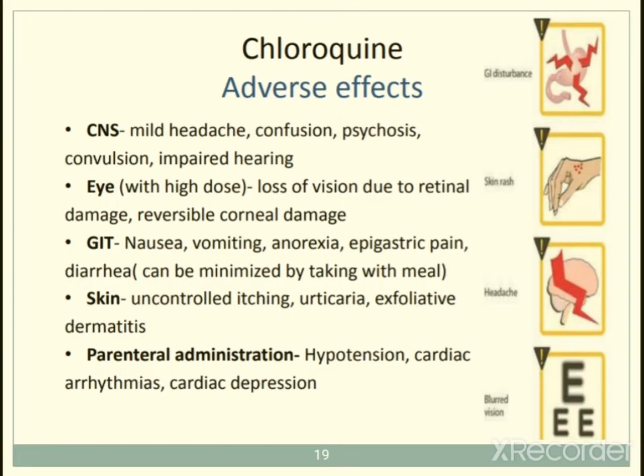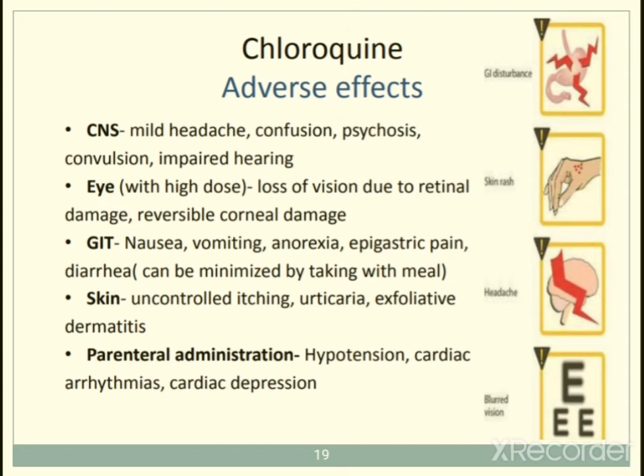Okay, so now the adverse effects or side effects of chloroquine and 4-aminoquinoline derivatives. In case of CNS, they will cause mild headache, confusion, then psychosis, convulsion, impaired hearing. In case of eyes, with high doses loss of vision will be there due to retinal damage. Okay, then reversible corneal damage will be there.